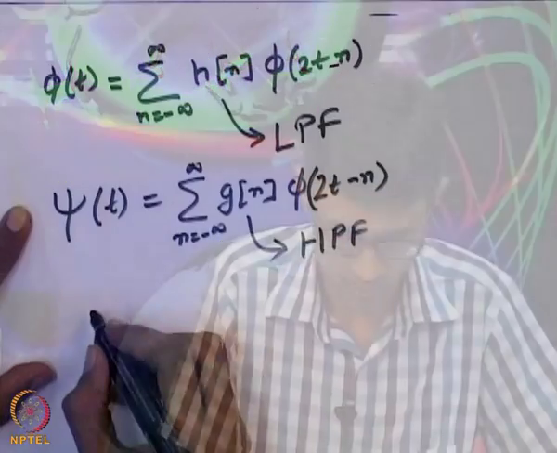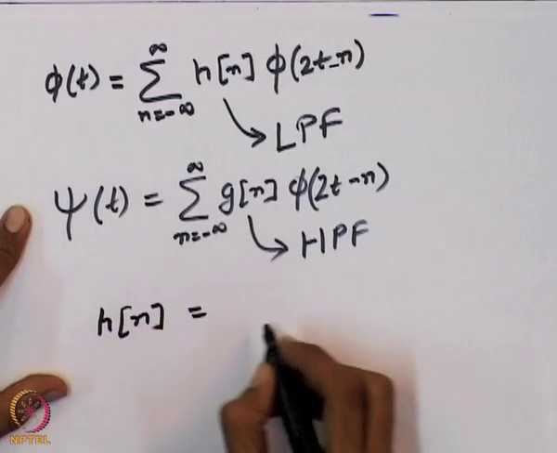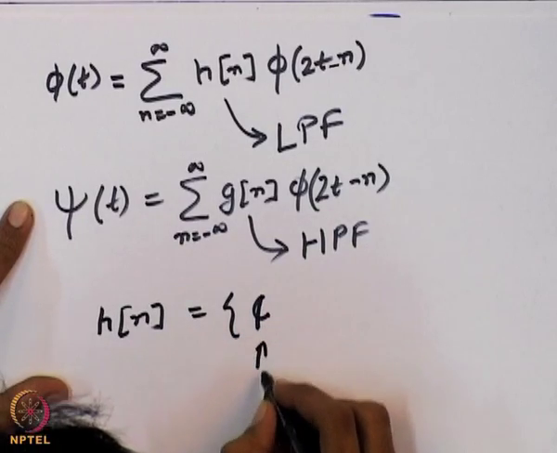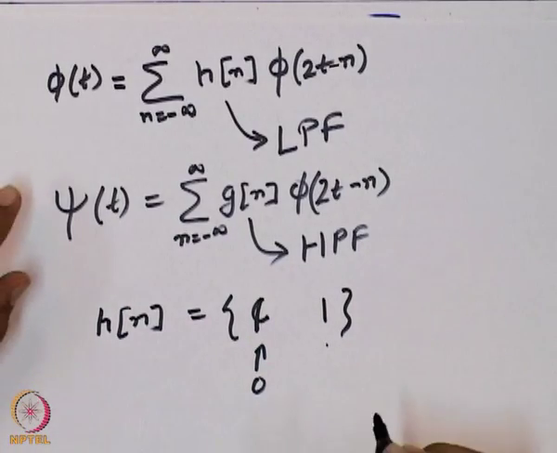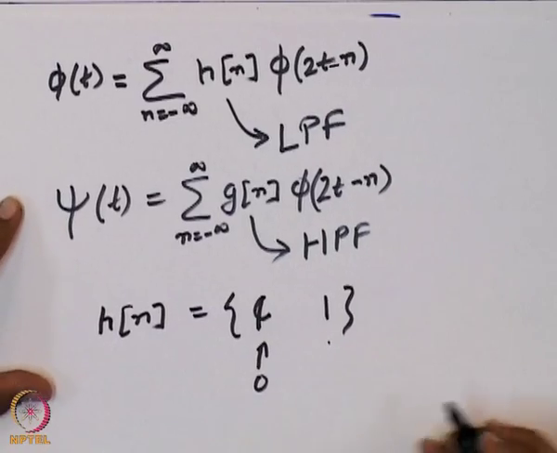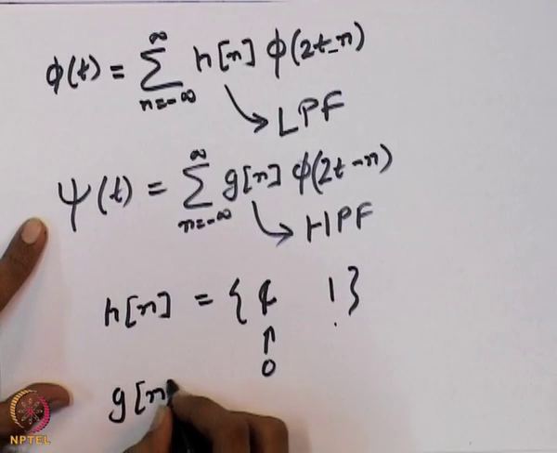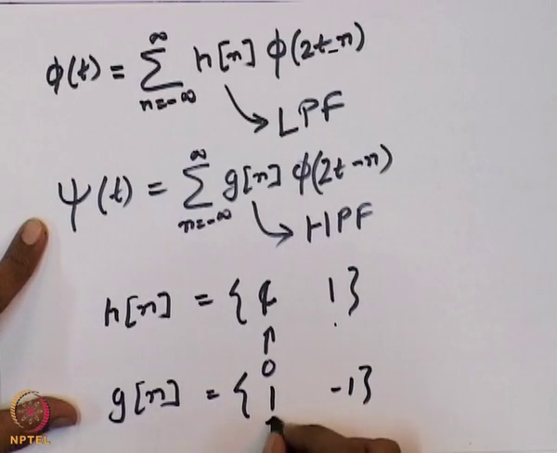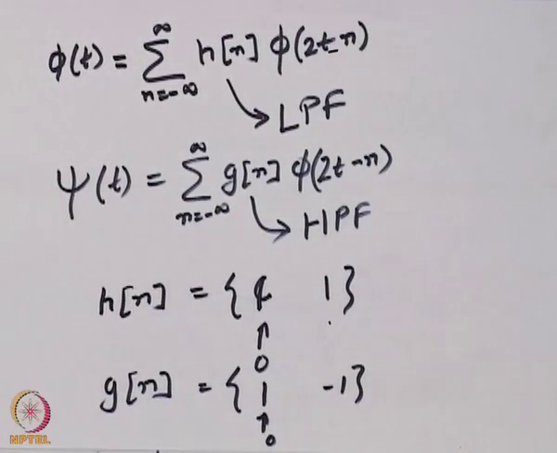Again, recalling from the lecture, for the Haar filter bank case, we have h of n given by a two length sequence, which is 1 and 1 at the 0th and first sample, and the g of n sequence is given by 1 and minus 1. We use this and we will try to generate the scaling and wavelet function.